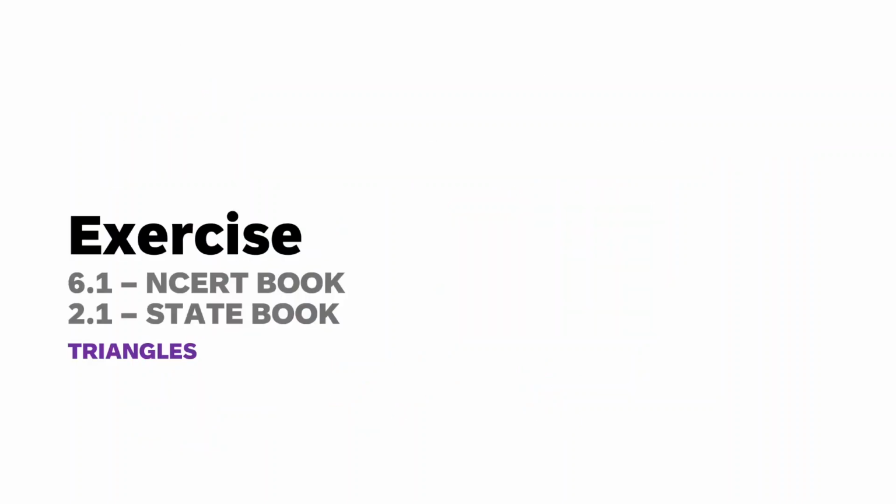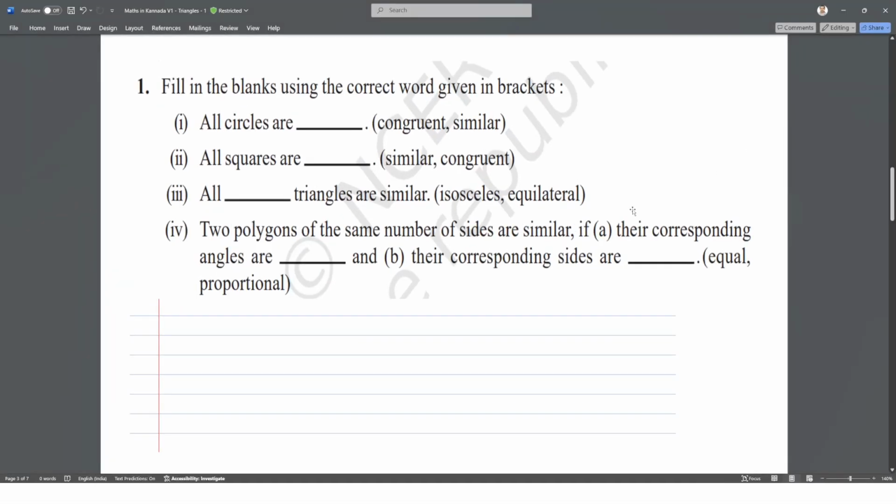Okay, let us focus on an exercise which is given in your book. If it is the NCERT book, it is exercise 6.1. If it is the state book, it is exercise 2.1. Okay. So the very first sum in that exercise 6.1, what they have given is fill in the blanks. So we have to fill in the blanks using the corresponding word given in the brackets. Okay. If you see, they have given a definition and we have to fill the blanks.